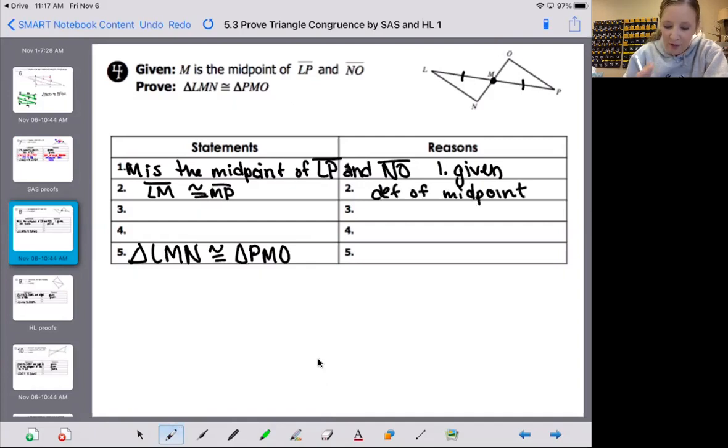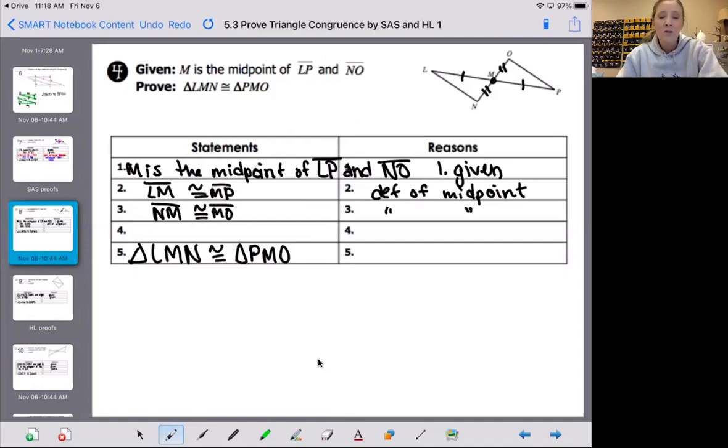Okay, and then the second part of the given, it was kind of in there with it. It says that M is the midpoint of LP and of NO. So here's NO. It's going to happen the same way, right? If NO has a midpoint M, that means that each part of NO is going to be congruent on either side. So we're going to add that to our proof as well. NM is congruent to segment MO. Same thing, it's the definition of what it means to be a midpoint.